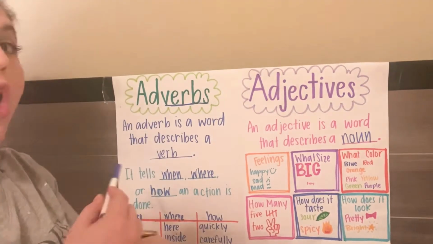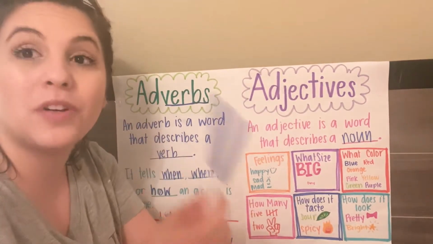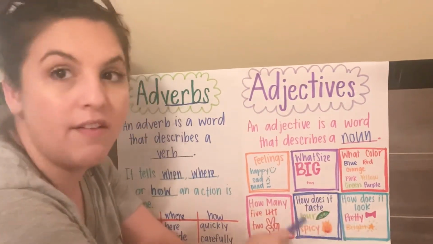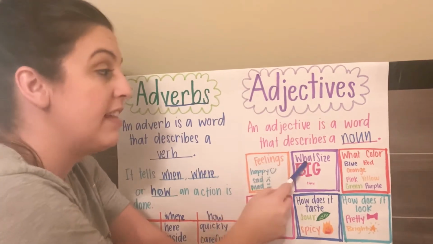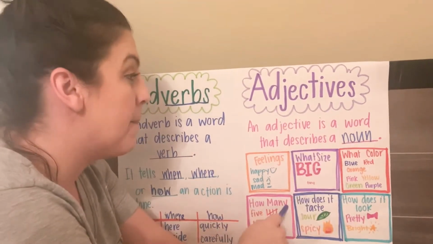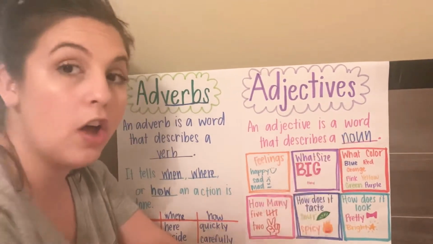So all of these words are adjectives. They're not what an adjective tells you. These are examples of adjectives, and they might tell you the feelings. They might tell you what size something is, what color the noun is, how many of the noun there is, how the noun tastes, and how the noun looks, okay?